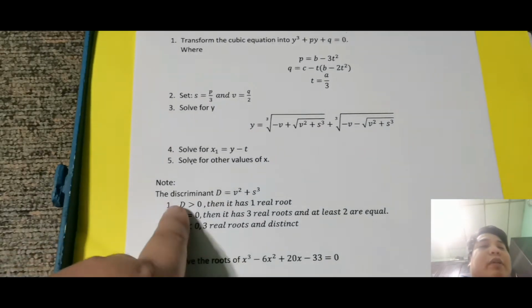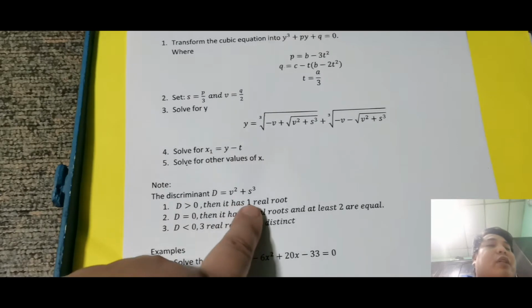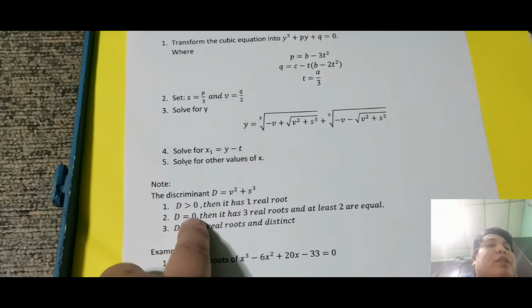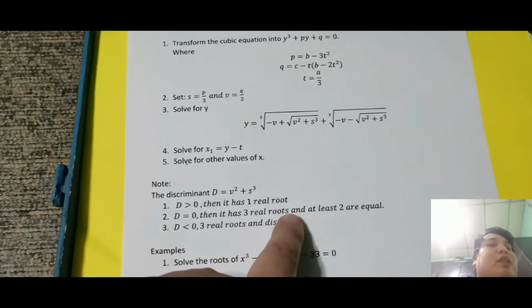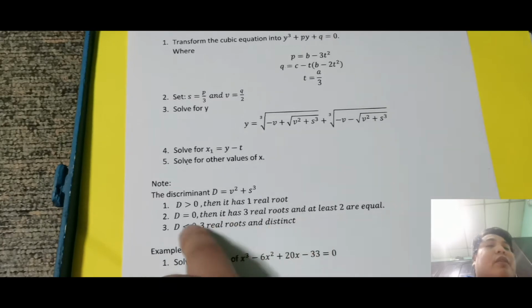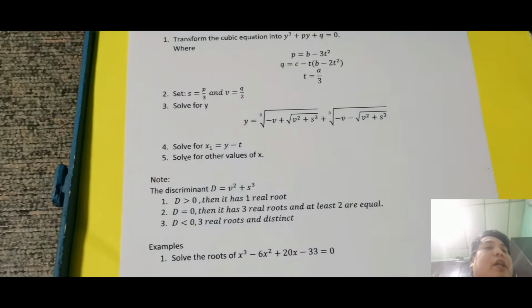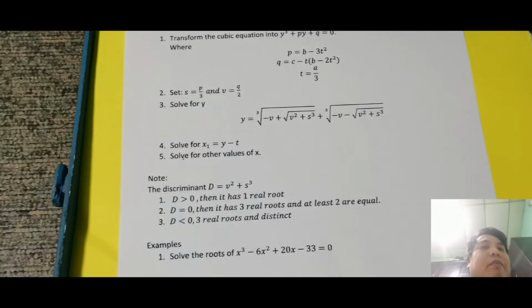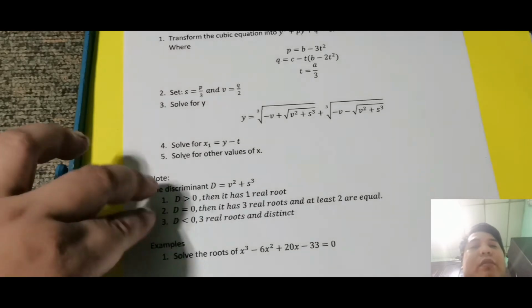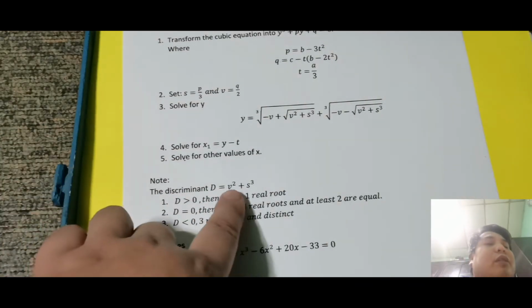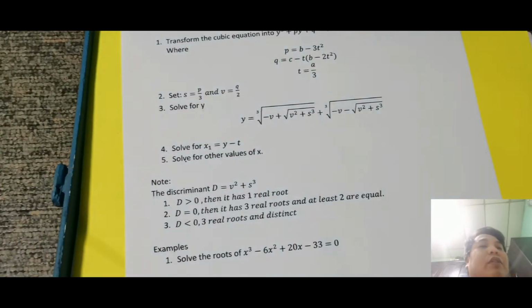So for example, pag yung d greater than 0, then it has 1 real root. Pag yung d is equal to 0, then it has 3 real roots and at least 2 are equal. Number 3, if d is less than 0, then meron siya 3 real roots and distinct. So ito yung mga identify natin later. Okay, so pag nalaman mo, syempre kunyari nakita mo at least 1 real root, ibig sabihin dalawang complex number doon.